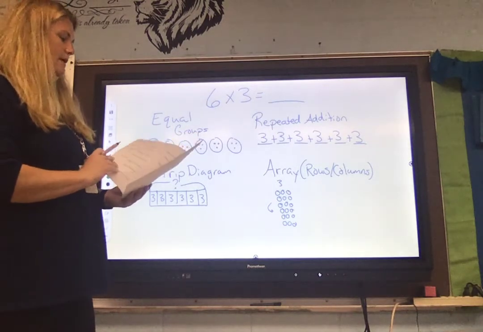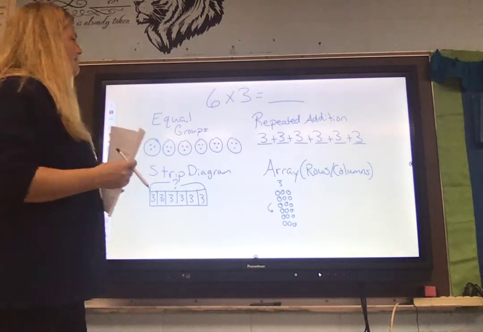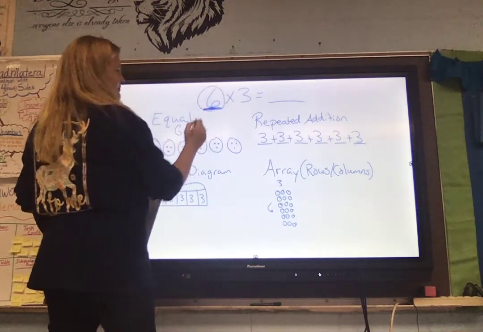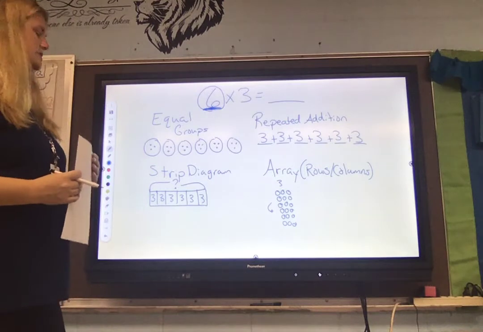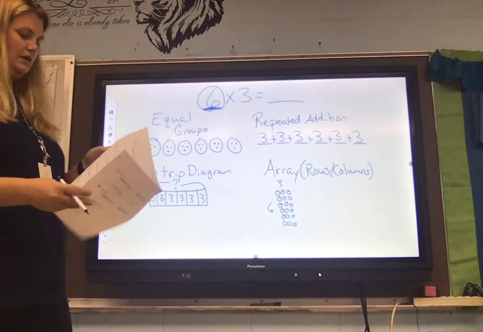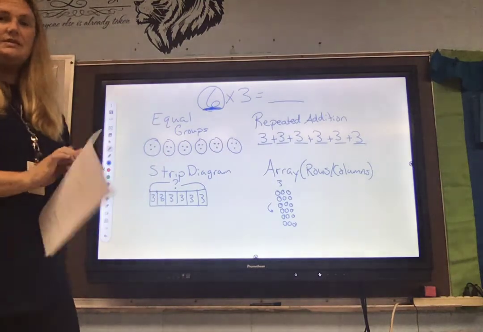What we've got to remember is that groups come first. And your groups is always this first factor. 6 groups are 6 rows. Okay, if you have any questions about homework, feel free to send me a message.